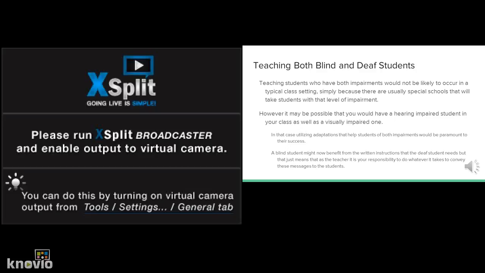So including Braille, including textual knowledge on your PowerPoints or presentations, whatever you may use, and then including images that don't necessarily need audio for your deaf kids. So doing a mix of both is the best way to go about helping students who are afflicted with both impairments. Oh, separate students who are afflicted with both impairments.